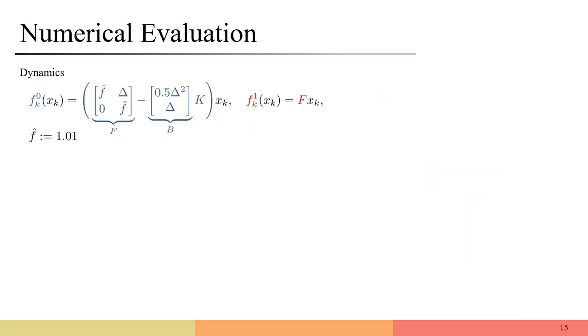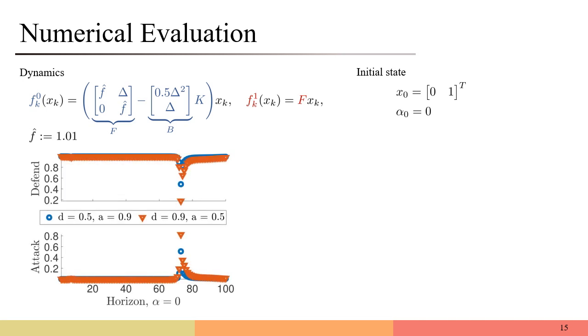We illustrate the solution of the FlipDyn game on a numerical example in a two-dimensional system. The defender and the adversary dynamics are shown here. We start with the initial state x0 and the defender in control. The policy of takeover for both the players over a horizon of 100 is shown here. Notice the probability of takeover by the defender is high, except near horizon 75 when the adversary takeover rises.